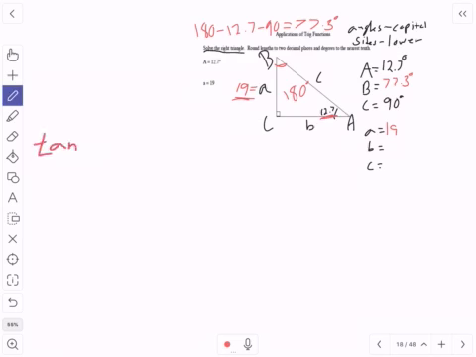Tangent. If you guessed tangent, good job. So tangent is the one that we use. So with tangent of 12.7, that's our angle, we're going to equal it to the opposite over adjacent, so 19 over b. When we do that, b is going to be equal to 19 over tangent 12.7.